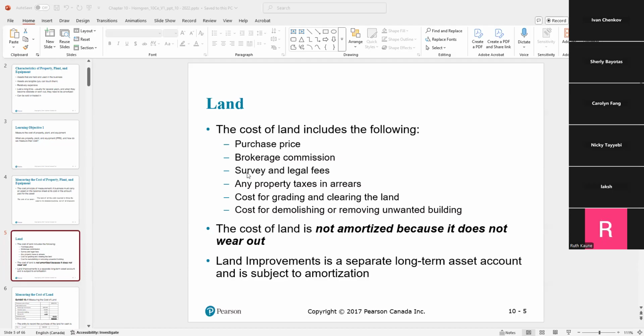Now, am I gonna amortize the land? No. Why not? Well, because simply the land was there 250 million years ago, is there today, it's gonna be there 250 million years later. So for that reason, no amortization on land. On all the other assets, there's amortization.